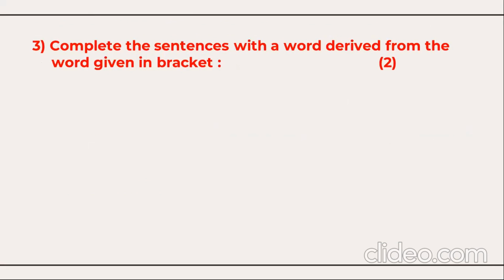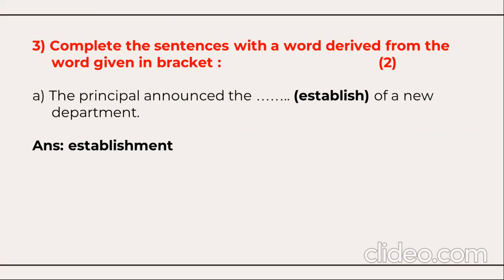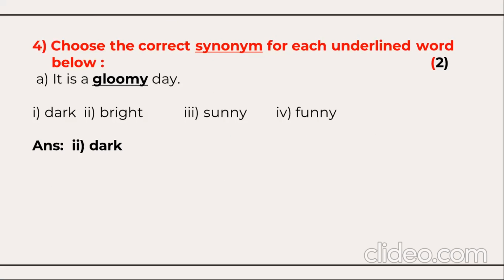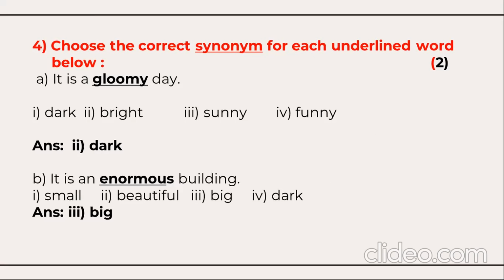This question is for 1 mark. Up next, complete the sentences with a word derived from the word given in the bracket. 2 questions, 2 marks. Number 1, the principal announced the establishment of a new department. Next, lack of money led to the cancellation of the plan. So establish, establishment, cancel, cancellation. Next, synonym. You need to find the synonym of the underlined word. It's a gloomy day. The synonym of gloomy is dark. Next, the synonym of enormous is big.